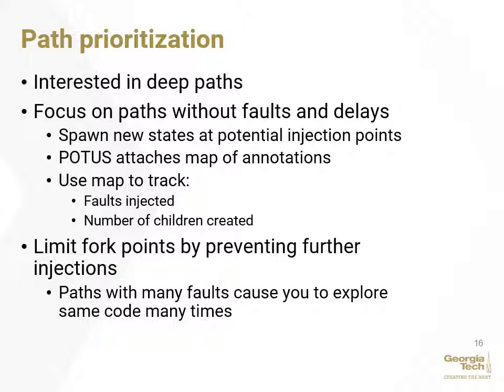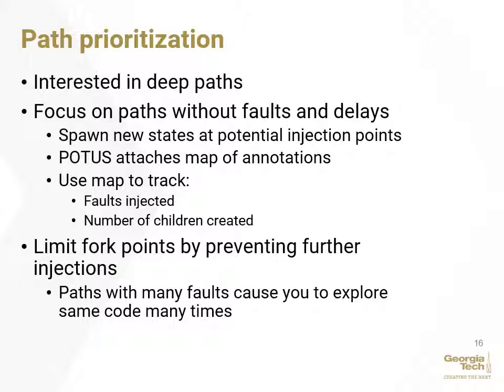So, the authors focused on deep bugs that arise from concurrency errors. They believe that the other bugs likely had already been found via static analysis. So, they prioritized paths that didn't have faults or delays in them. So, one path would fork off and it would have a fault. They would go with the path that had no faults. And this spawned new states that could possibly have injection points or delays.